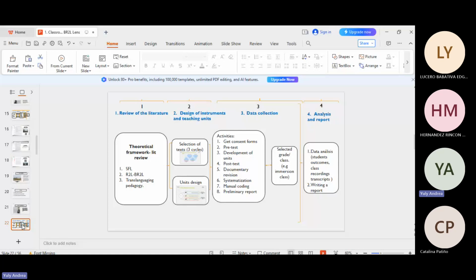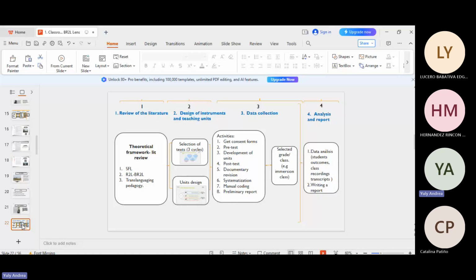After you explore and get the logic of this literacy pedagogy, the second step is to design the instruments and teaching units. I suggest you do 3 cycles, because I know that you will do this in just one semester. I think 3 cycles will be enough, but you also need to consider that you can conduct the cycles in both ways: monolingual and then bilingual, or just bilingual.